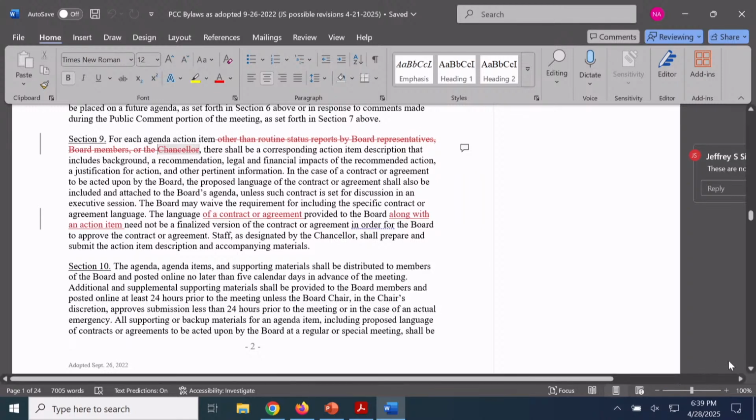Quick question on that, if I may. As you are well aware, there have been many times when I question that the contract wasn't in what we are voting on. And so it seems a little odd to say in that first part that, in the case of a contractor agreement, the proposed language of the contract shall also be included, and then just right after that it says, but the board may waive it, and then the next line says, well, it doesn't have to be there at all. And so, to me, that's a little chunky, that whole thing there.